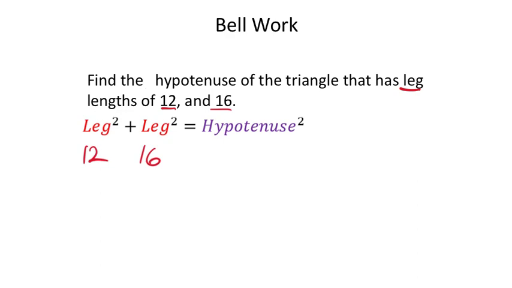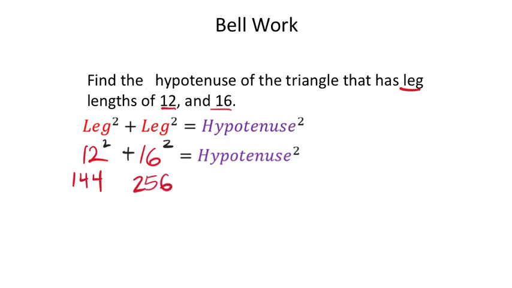So that means I've got 12 to the power of 2 and 16 to the power of 2. We'll add those together, and then we will have the hypotenuse to the power of 2 as well. Use a calculator for these. 12 to the power of 2, 12 times 12, is 144. And then 16 to the power of 2 is 256.